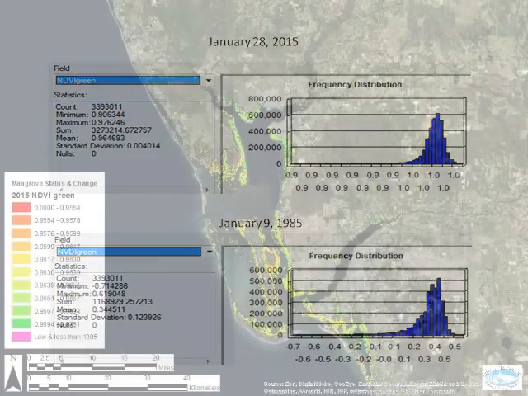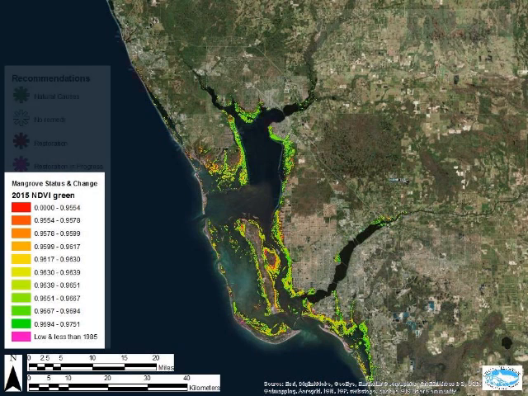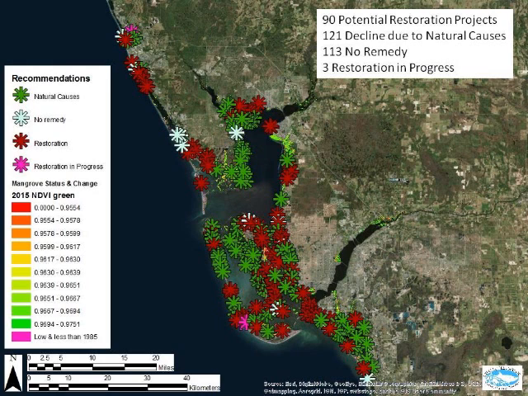So this is what it looks like. This is canopy chlorophyll in the mangroves throughout our study area. So the bright green is high levels of chlorophyll, and the reddish that you see here is low levels of mangrove canopy chlorophyll. Now, we used that information with my team of mangrove experts and identified 90 potential restoration projects. We identified 121 areas that had decline due to natural causes. Most of these were sea level rise into basins and you just can't make any modifications or restoration to stop that.